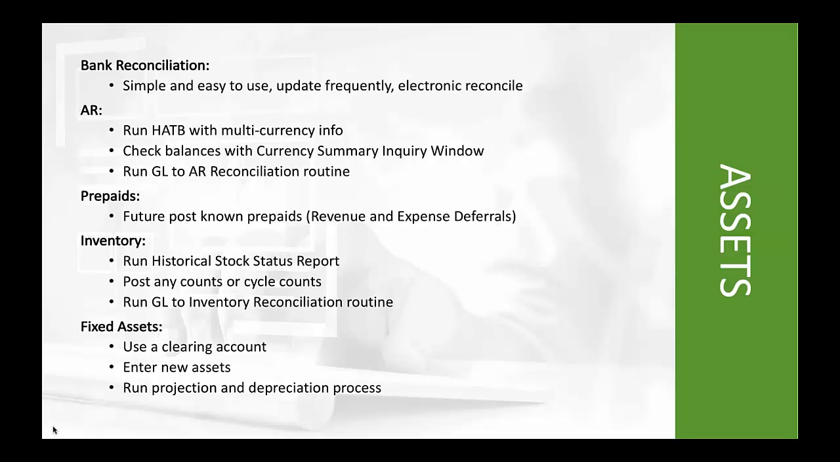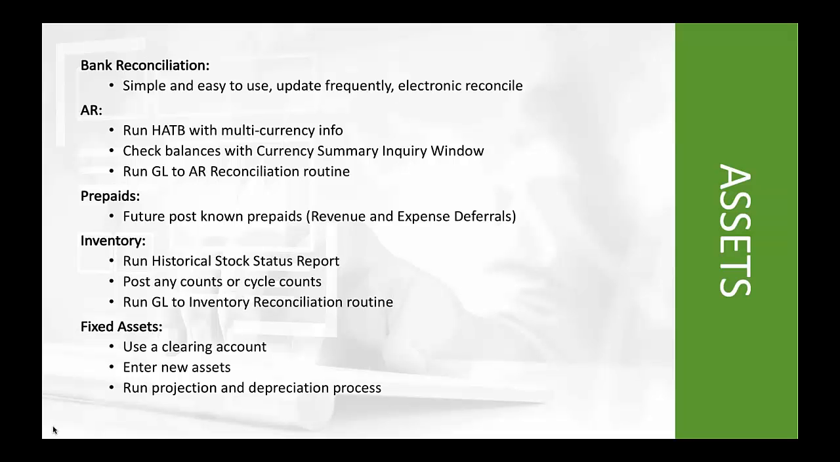When we look at AR, it's important to run the historical aged trial balance and make sure you include the multi-currency information if you're in a multi-currency environment. You're going to want to check those multi-currency balances with the currency summary inquiry window in financials. I'm going to show you that. And of course, GP has a GL to AR Reconcile tool. And again, encourage that just to ensure that the subledger and the GL are in sync. And of course, if you use the control accounts, it's going to make this much easier.